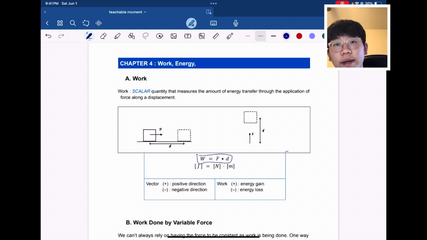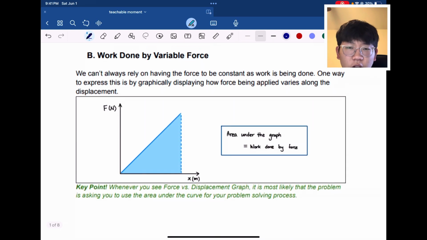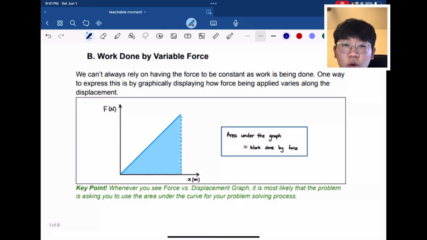And this has three main equations we can use. The first one is work equals force times displacement. The unit is joules, and positive means energy gained, negative means energy lost. However, there's a limit on this equation where the force applied is not always constant.